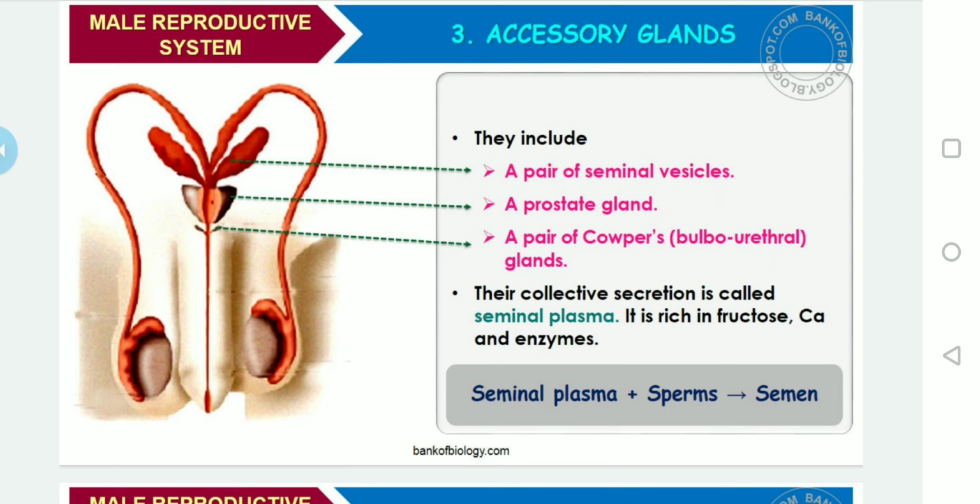It is rich in fructose, which provides nourishment, and calcium, which is responsible for activation, and certain enzymes. Sometimes they will ask, what is the composition of semen? Semen is a slightly alkaline fluid with a pH of about 7.2 to 7.6, containing sperms and male accessory gland secretions, produced by the male during copulation. In general, we can say that seminal plasma along with sperms constitutes the semen.